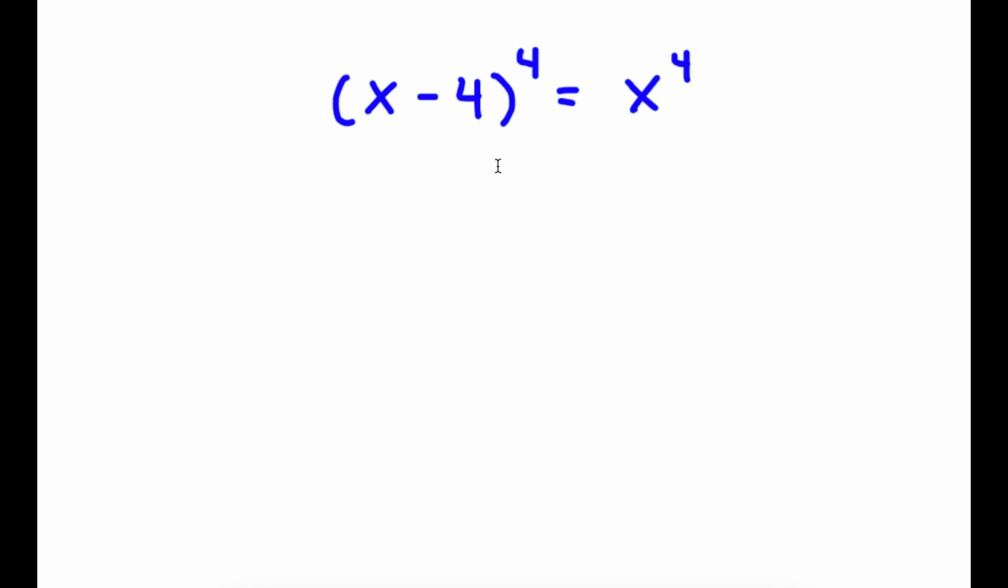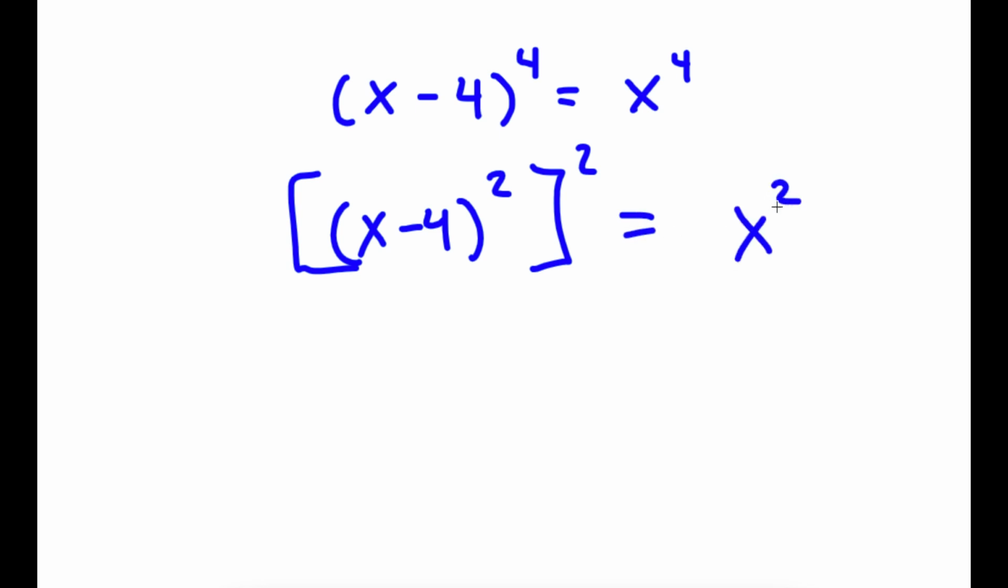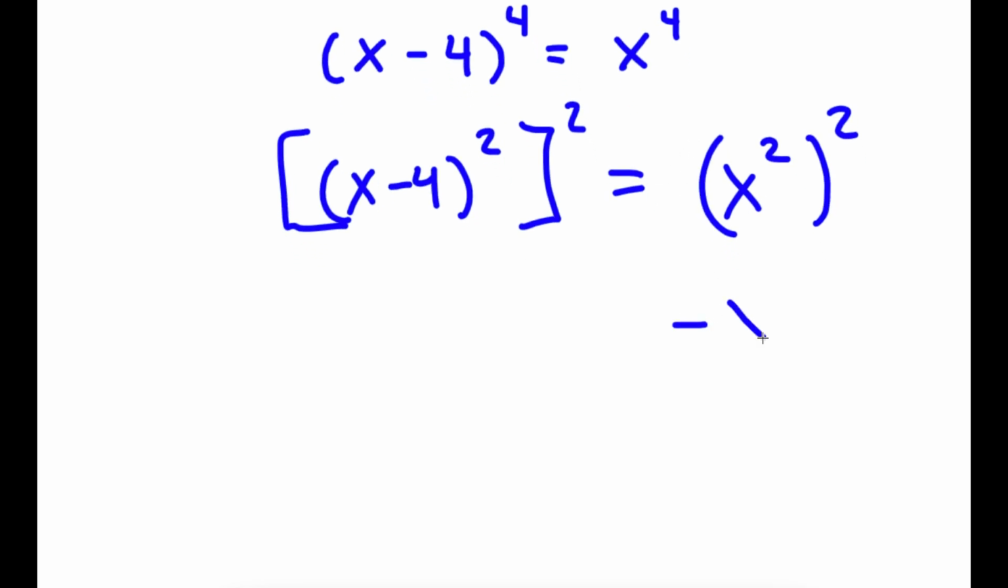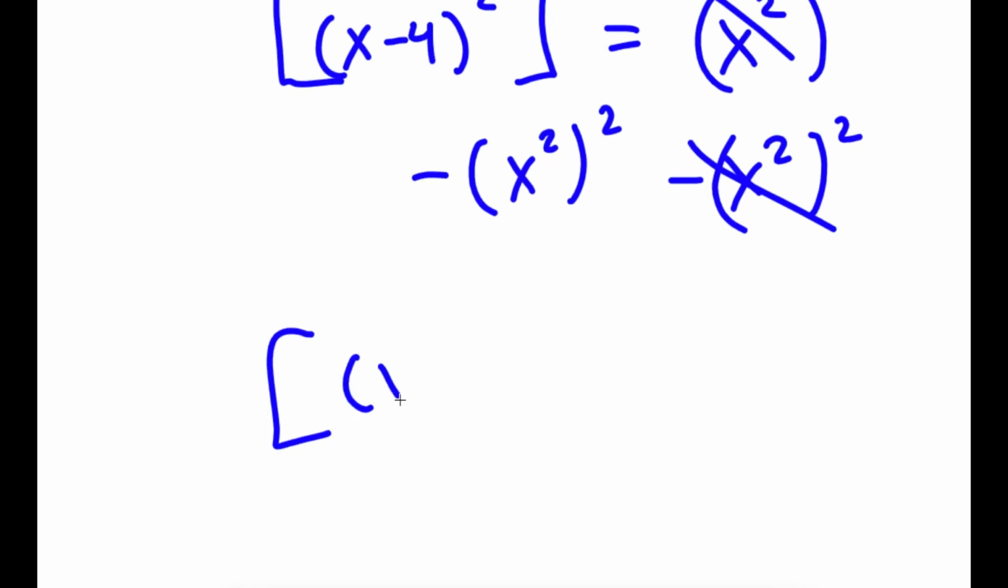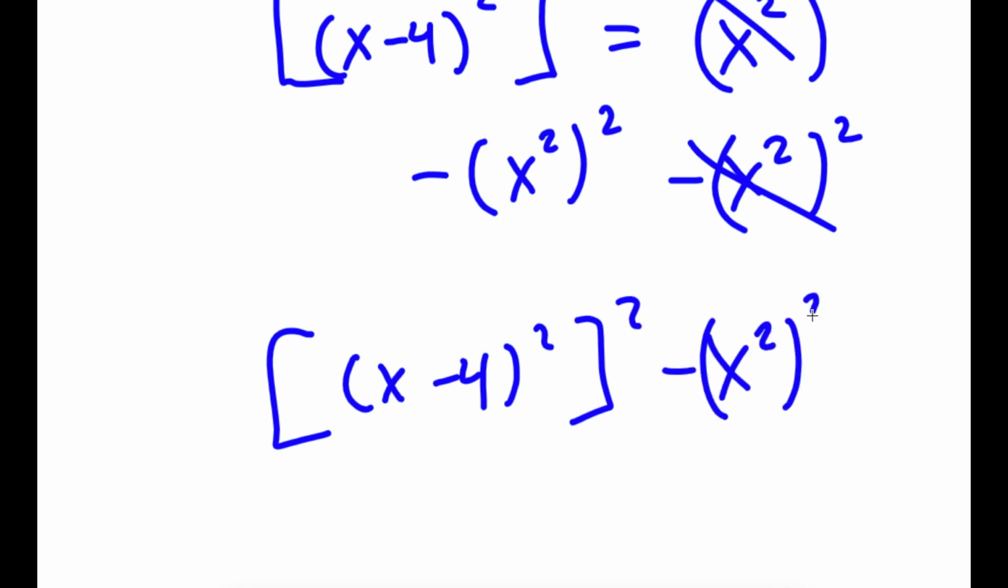Alright, so in this problem, I have x minus 4 to the power of 4 is equal to x to the power of 4. To solve this, I'm going to first rewrite this as x minus 4 squared to the power of 2 is equal to x squared to the power of 2. Now I'm going to subtract x squared to the power of 2 on both sides. So these two cancel out, and now I have x minus 4 squared to the power of 2 minus x squared to the power of 2 is equal to 0.